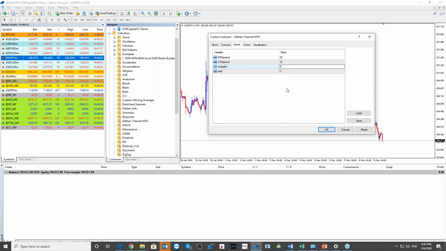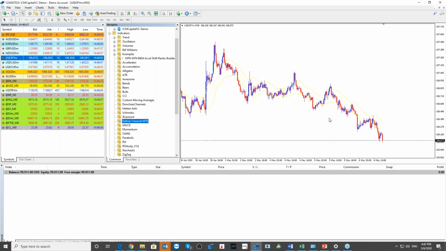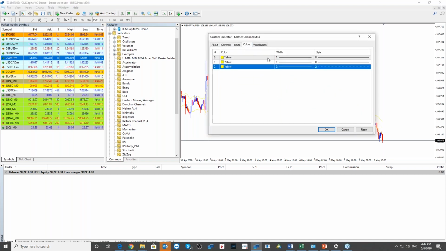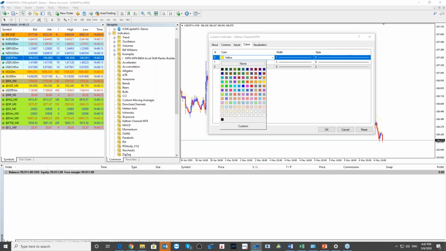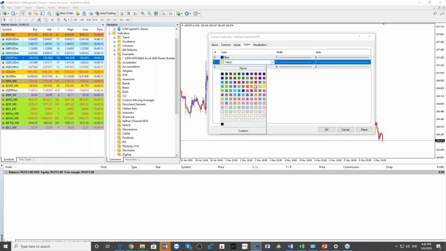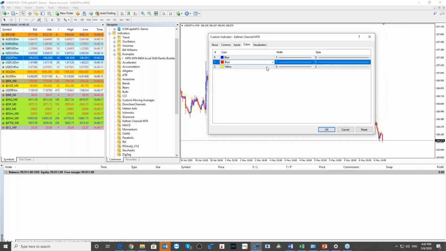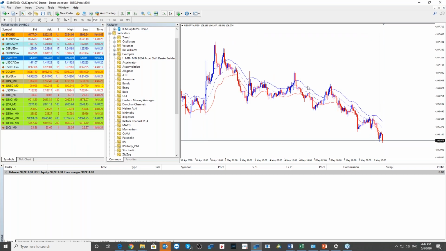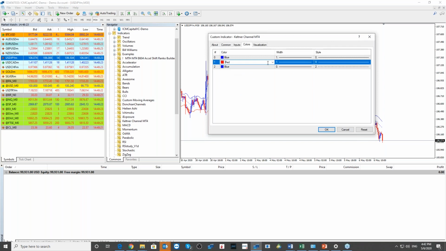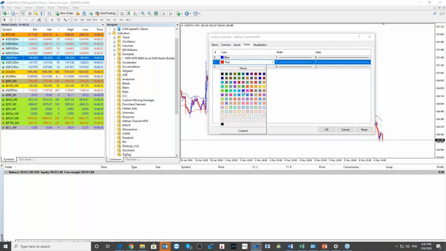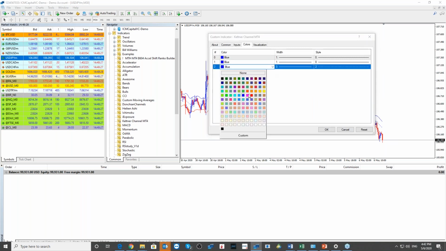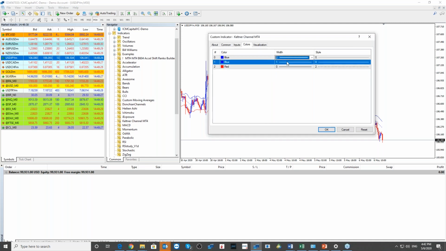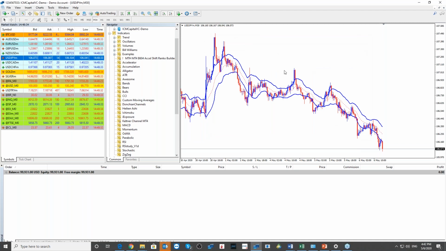I'm going to show you different cases. So this is for the multiplier one. I'm going to choose a better color, blue, red. In the middle we have the moving average, and the bands of the Keltner are above and below.